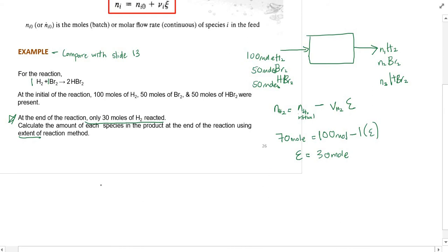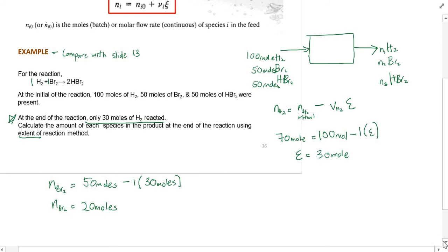N Br2 is equal to the initial amount of bromine, which is 50 moles, minus, because bromine is your reactant, the extent of reaction, which is 30. Use the value we just calculated earlier. So 50 minus 30 is 20. At the end of the reaction, you have 20 moles of bromine.